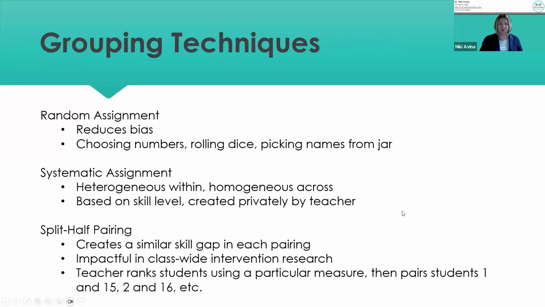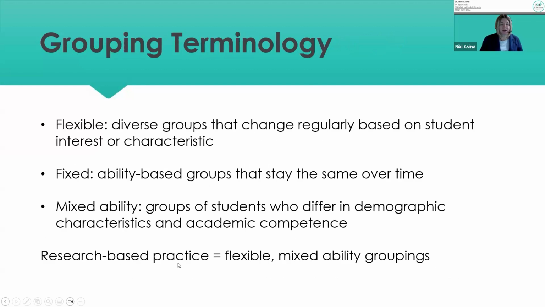Those are the three pieces that we'll dig a little more deeply into over the next few slides. I skipped one, sorry. So first and foremost, we wanted to define a few pieces of grouping terminology for you. Flexible grouping is when we have diverse groups that change regularly based on student interest or characteristic.